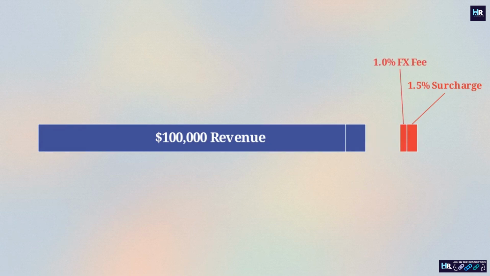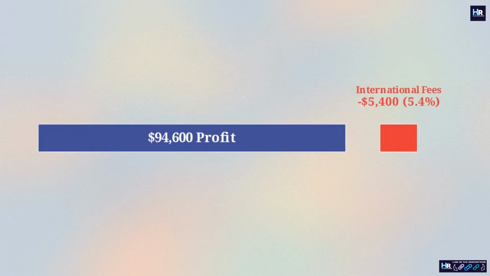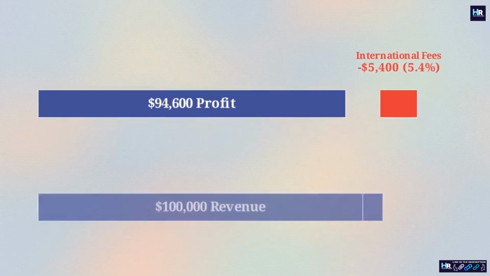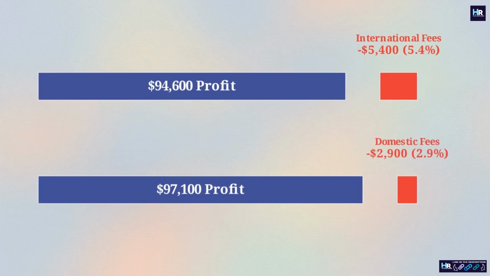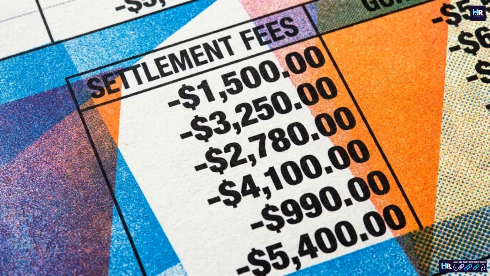Here's how a $100,000 revenue block breaks down. Stripe adds a 1.5% international card surcharge and a 1% conversion fee. Combined with base costs, your effective rate hits 5.4%, costing $5,400. Domestically, it only costs $2,900. Standard international rails double your processing overhead. Optimizing your front-end conversion rate doesn't help if your back-end settlement architecture is losing thousands of dollars to avoidable fees.